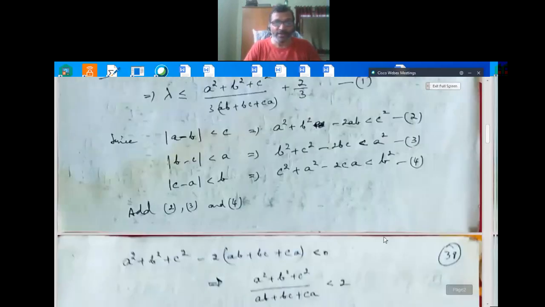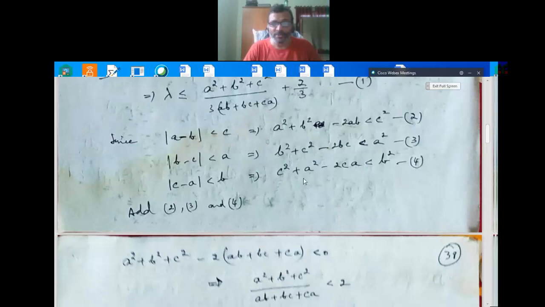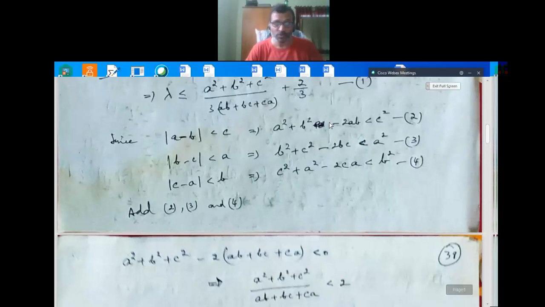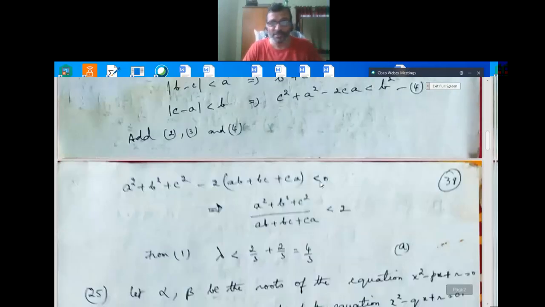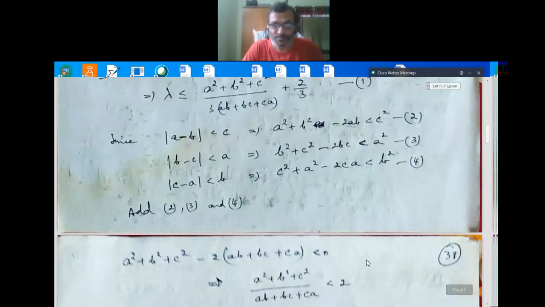So if I add 2, 3 and 4, I'll get A² + A², 2A² minus A², so A². Similarly, 2B² minus B² is B², 2C² minus C² is C². So A² + B² + C² minus 2(AB + BC + CA) is less than 0. While adding, everything cancels, so less than 0.